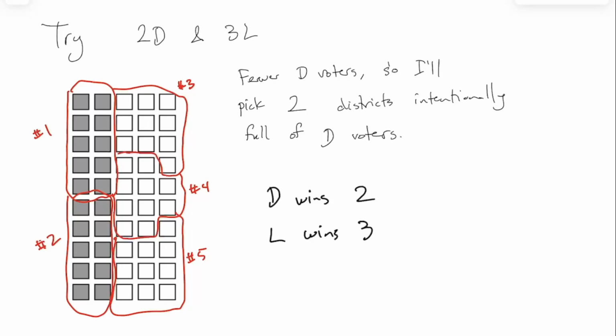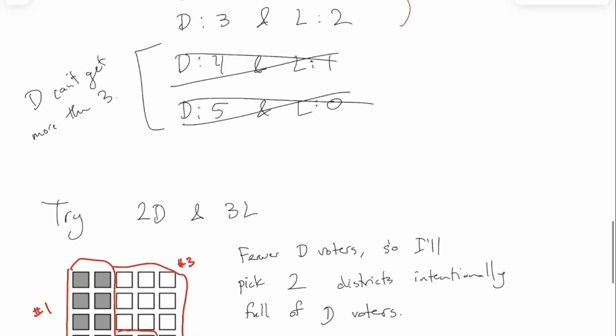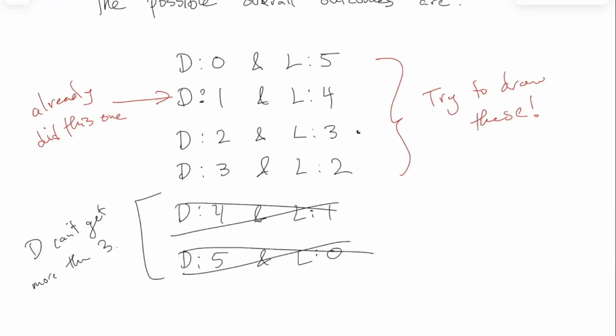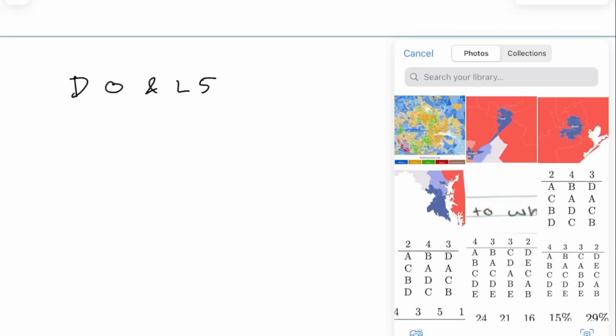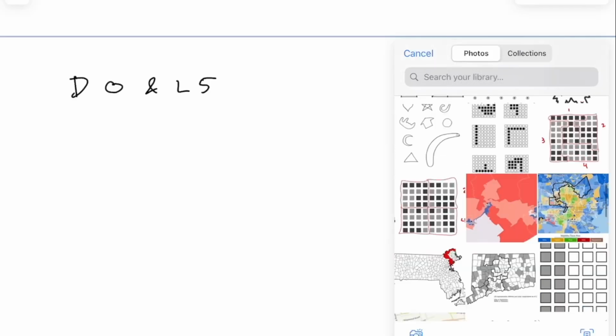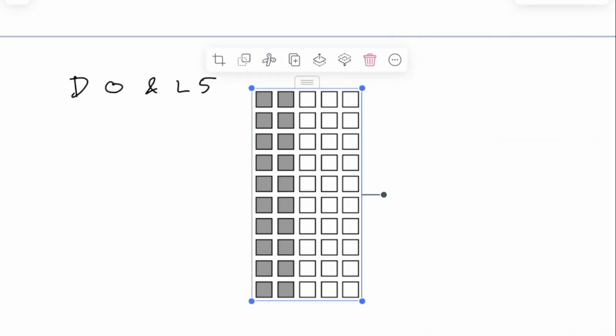All right, let's try another one. I'm just trying to go down the list. I just did 2 and 3. 1 and 4 was done before. Let's try 0 and 5, D0 and L5. So this one is going to be a little trickier. You have to think a little bit more about how exactly am I going to make it so that the D's win 0. In my opinion, this would be a very lopsided result, right? Because there are quite a lot of D voters there. You have to make it so that they don't actually win any of the districts.